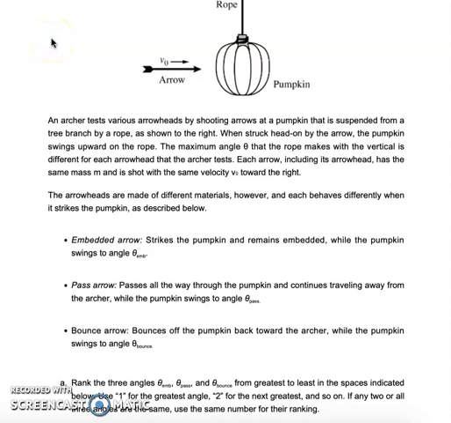Okay, so here we have AP Review 6 solutions, two problems, one involving a collision between an arrow and a pumpkin, and the other with a diver rotating from a platform. Okay, so the first one is an interesting problem.